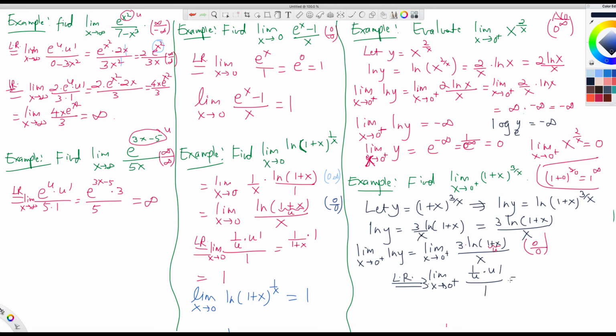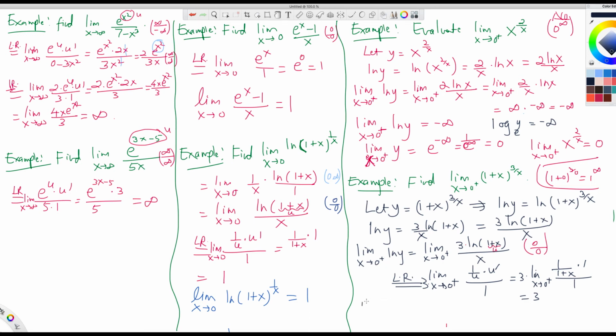Okay, so let me plug in the values. 3 times the limit as x tends to 0 plus of 1 over 1 plus x times u prime. Here u is 1 plus x, and then its derivative u prime. So 1 over u is 1 over 1 plus x. The derivative of 1 plus x is just 1, divided by 1, right? So now plug in the limit. 1 over 1 plus 0 is just 1. So basically 3. That is the limit of natural log of y. But what is y though? You need to get rid of the natural log. So let me write down that thing.